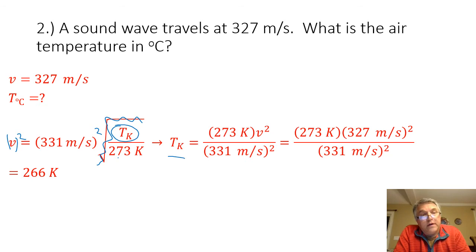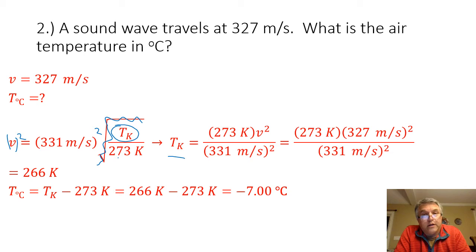Now I'm being asked to find the temperature in degrees Celsius. So now I have to convert from Kelvin to Celsius. And as before, it's a very simple operation. To convert from Kelvin to Celsius, I simply take my Kelvin temperature and subtract 273 Kelvin. So 266 Kelvin minus 273 Kelvin is going to give me an air temperature of negative 7.00 degrees Celsius.